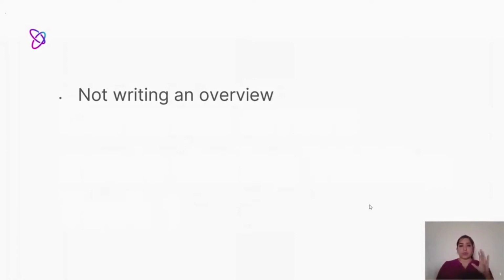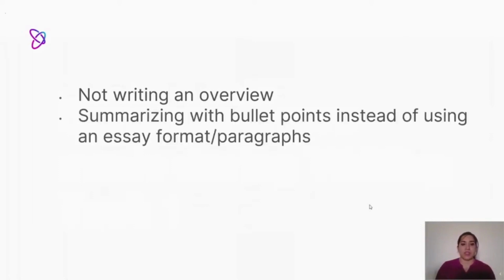And what happens is when you write an overview, not only does it boost your score, it's supposed to be there. It will definitely give you better chances of getting a better score for task 1. It also shows the examiner that you can identify the main points and how you have translated that in your answer. So again, this boosts your task achievement score. So make sure that when you're preparing and during your exam that you're writing an overview for the task 1 answer. Okay, the second one is summarizing with bullet points instead of using an essay format and or paragraphs.